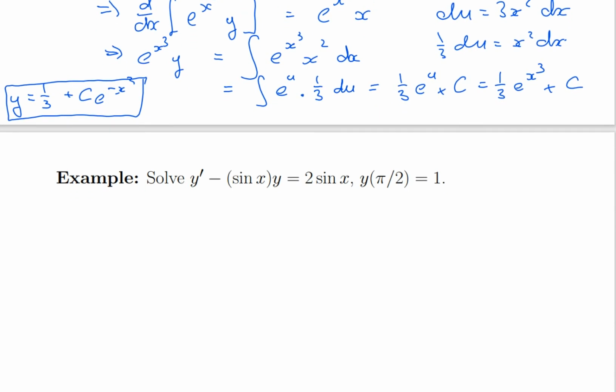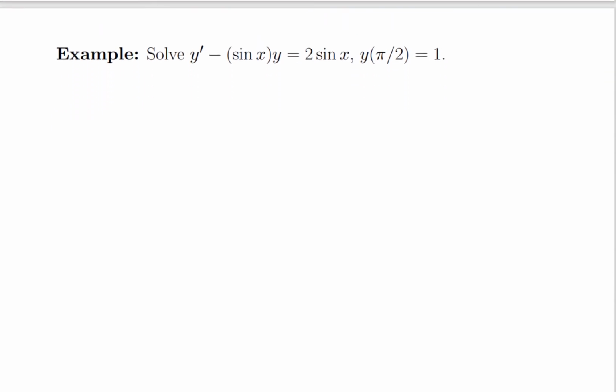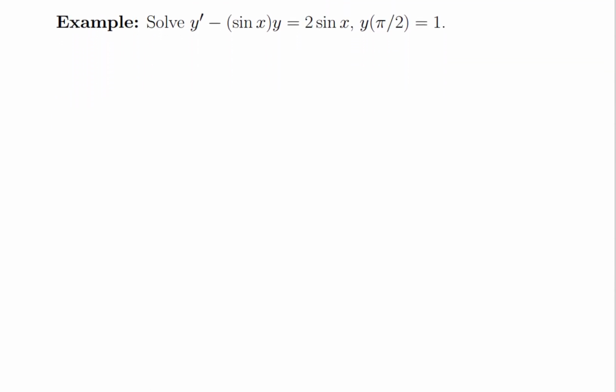Okay, we'll do one more example. If you are very keen, you can pause the video and have a go at doing this one yourself before I do it. So let's go. It's in standard form because there's nothing in front of the y prime. So the integrating factor will be e to the integral of the coefficient of y. So e to the integral of minus sine x dx. The integral of minus sine x is cos x, so I get e to the cos x.